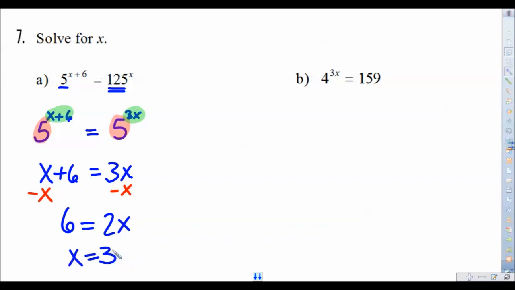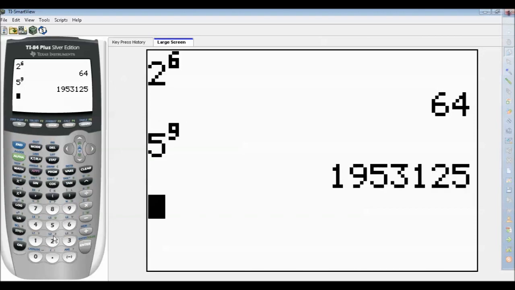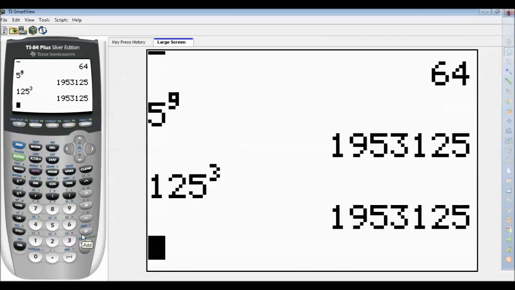And then don't forget, it's very easy to check your answers here. If x equals 3, then let's go ahead and take 5 to the x plus 6, which would really be 5 raised to the 9th. Gives us that large number, and let's take 125 and raise to the x. In this case, remember x was 3. And we got the same number, so that tells us that we got the right answer.